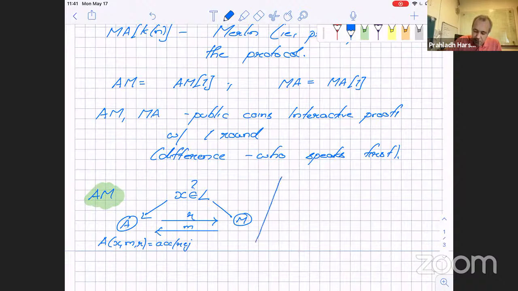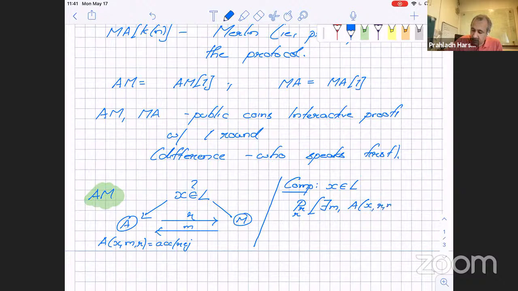So let's see what this means. Firstly, this is a one round thing. Therefore, Arthur should be an efficient computation. And then you should have two things. One is completeness, which says: if x is in the language, then with high probability over the random coins r, there exists an m such that A(x, m, r) accepts. I should write A(x, r, m).